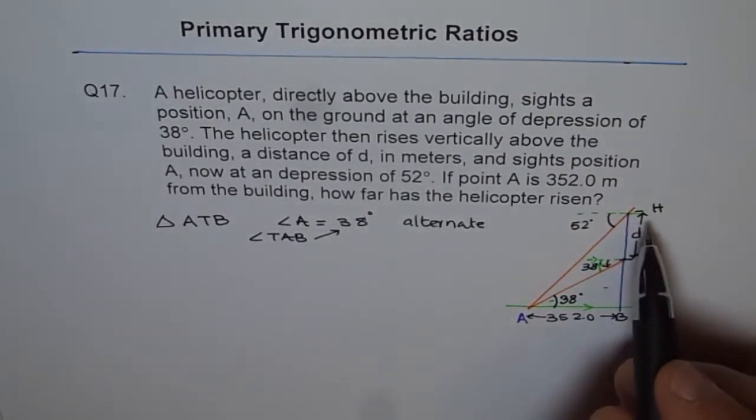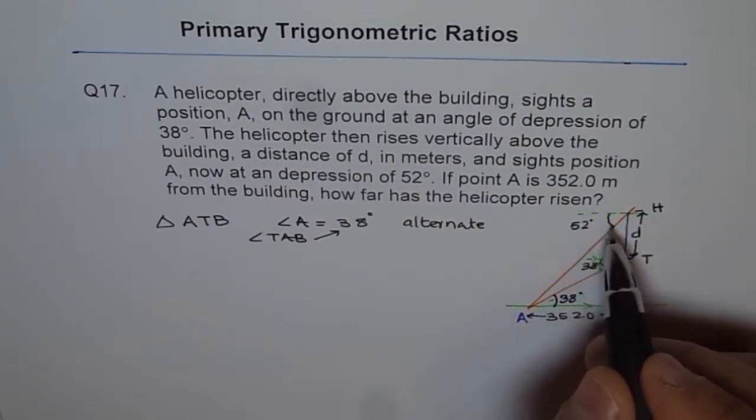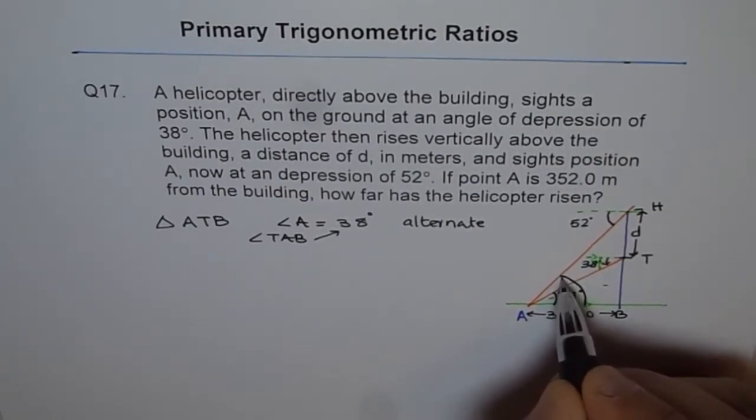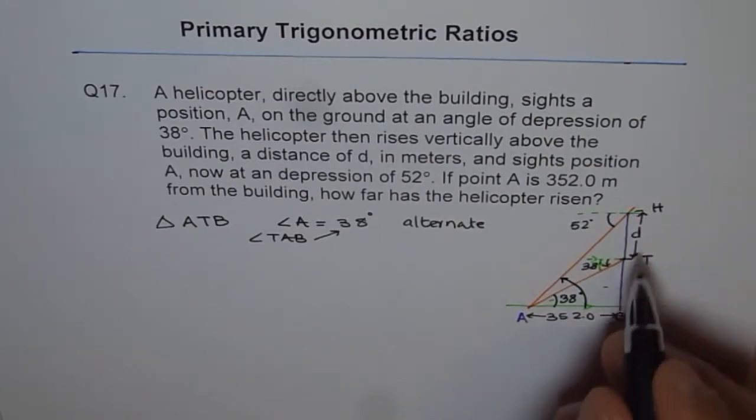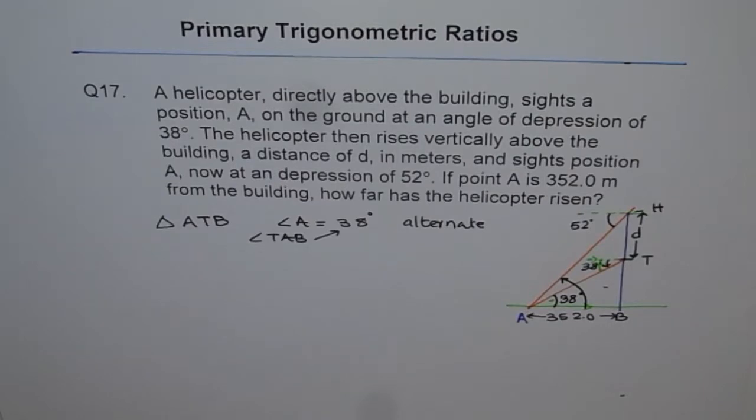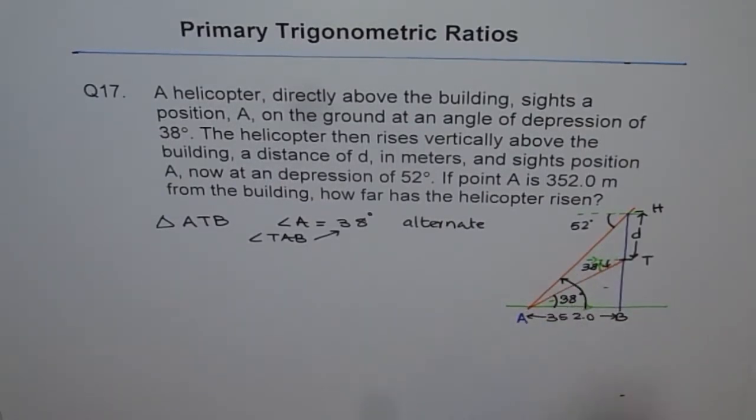Now, the other triangle is the big triangle, where with the horizontal we have 52 degrees. So this is equal to that angle, an alternate angle. So angle HAB is 52. That's why, with angle A, we have to be specific. Let's solve this triangle ATB first, and then we'll get to the bigger triangle.